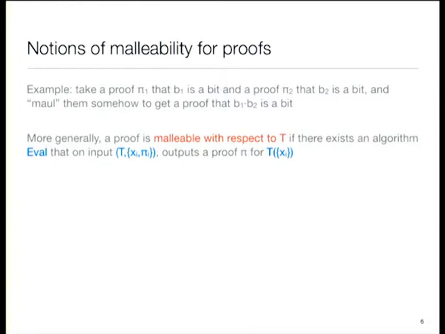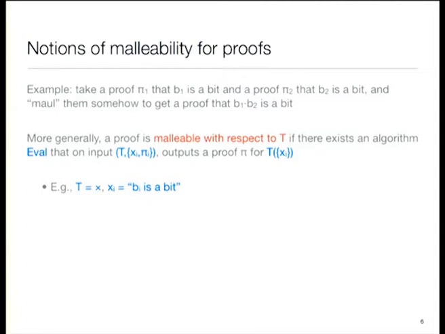All right, so relating this back to the example, the transformation in question is multiplication. The previous statements are, you know, b sub i is a bit. And the transformed statement that I want the proof for is that the product of the b sub i's is a bit.